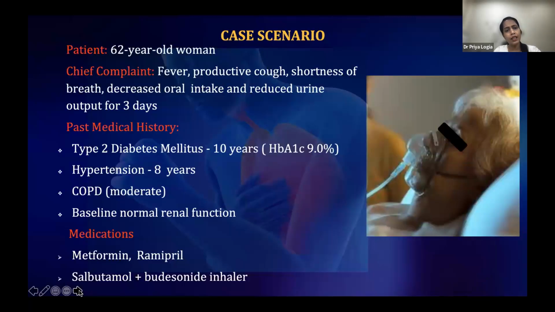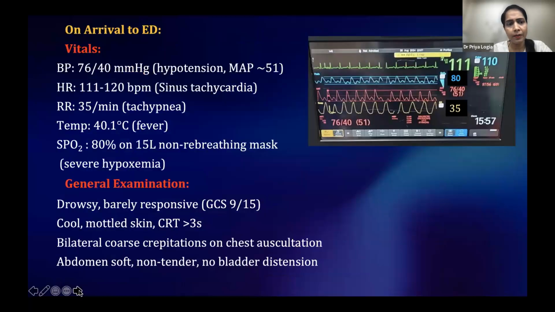Coming to the case scenario, this is a 62-year-old woman who presented with fever, productive cough, shortness of breath, decreased oral intake, and reduced urine output for the past 3 days. She was a known diabetic for the past 10 years with poorly controlled sugars. She was hypertensive as well. She was a COPD patient and she was on the medications metformin, ramipril, and nebulizations.